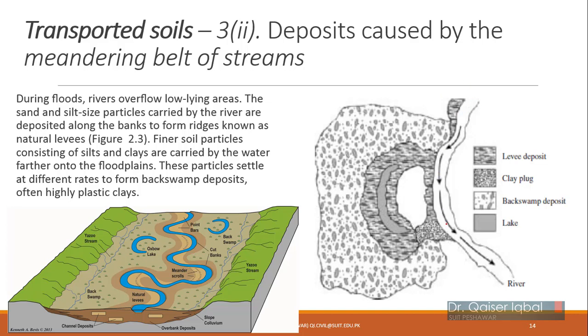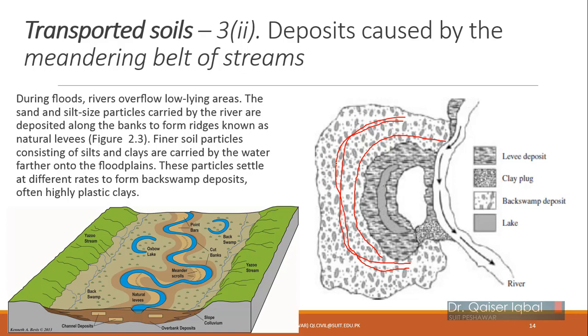This is the path, and during a flood it will overflow into this area and deposit a lot of soil in this region. This is the oxbow lake, which is the previous path. So this region is known as back swamp. Back swamp, which you can see over here, is also very common.